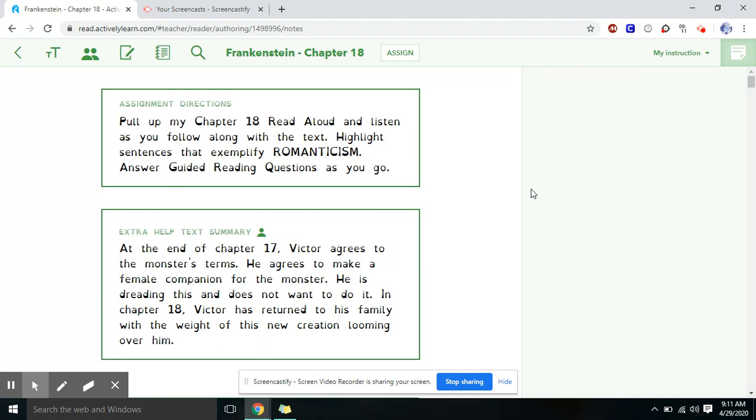And so in chapter 18, which we're about to read, Victor has returned to his family with this kind of weight and burden of making the new creation. So he's in kind of a rough place, anxious and worried about creating this monster. So right now he's at his family home, getting ready to start his new creation.